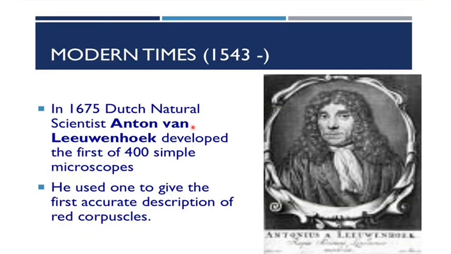Then we move to the Netherlands, the Dutch. There was a Dutch natural scientist by name Anton van Leeuwenhoek. In 1675, he developed the first of 400 simple microscopes, and he used one to give the first accurate description of red corpuscles. Anton van Leeuwenhoek.